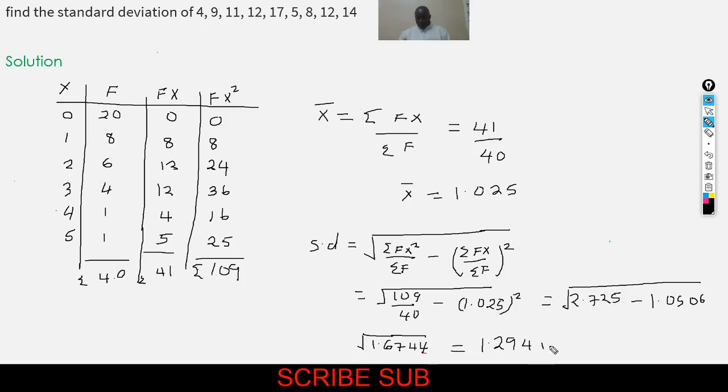You write it to four significant figures, so it becomes 1.294. That is our standard deviation. So it is not for all cases that if you are given ungrouped data, you use the other formula. If those ungrouped data have frequencies, then you use the normal formula. But if there are no frequencies, they are just single data, we use that to get the deviation from the mean.